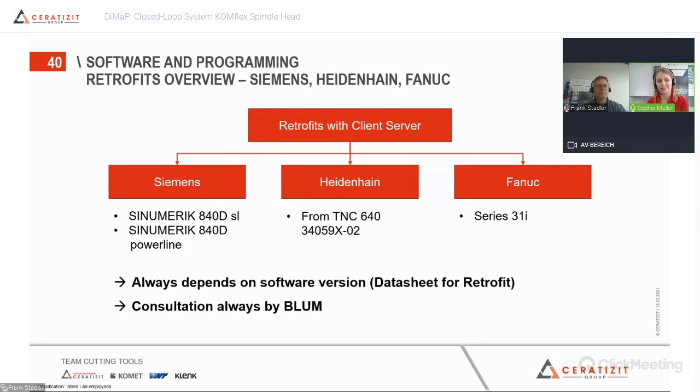Basically, there are three different field bus systems which are responsible for the communication. The first one is the client server, which can be used with Siemens, Fanuc, and Heidenhain. In the image below, you can see which control types are possible. It's important to mention that it's dependent on the software version. If you would like to retrofit your machine with the KOMflex system, then you only have to fill out the data sheet, maybe together with your responsible sales representative, to check if an installation is possible or if any kind of retrofits are needed. The consultation is always made by Bloom if a retrofit is possible.